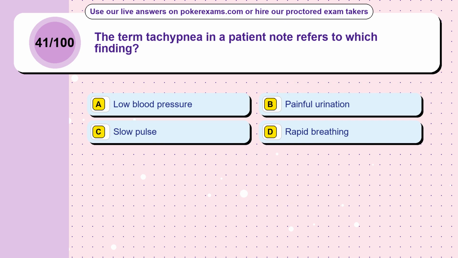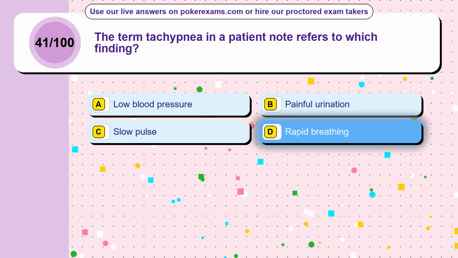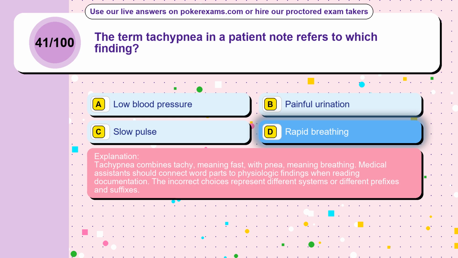Question 41. The term tachypnea in a patient note refers to which finding? Option A, low blood pressure. Option B, painful urination. Option C, slow pulse. Option D, rapid breathing. The correct answer is option D, rapid breathing. Tachypnea combines tachy, meaning fast, with pnea, meaning breathing. Medical assistants should connect word parts to physiologic findings when reading documentation. The incorrect choices represent different systems or different prefixes and suffixes.